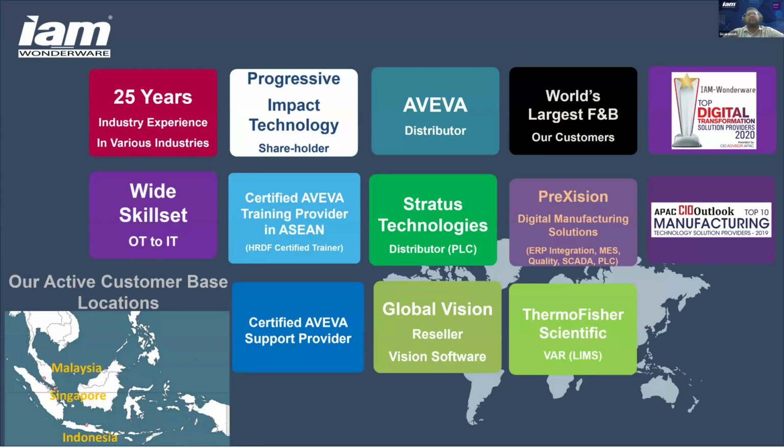IM Group has been in the market for 25 years today. In a bigger picture, we are part of the Progressive Impact Technology Group. So if you have heard of companies like ASMA, Foxborough, PTech, we are all under the same group. And IM Group is the Aviva distributor, and we are the certified support and training provider for Aviva products. We are a Stratos distributor, a Global Vision reseller, and a Thermo Fisher reseller as well. So our team has a wide skill set from OT to IT.